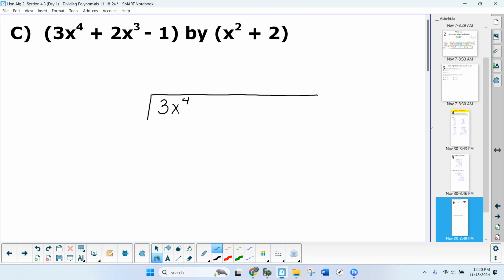3x to the 4th plus what? 2x to the 3rd. Do I have any x squareds? Do I have any x's? And then what? Minus 1. So do you guys see how I did that? I had 3x to the 4th plus 2x to the 3rd plus 0x squared plus 0x minus 1. And then my divisor is x squared plus 2. You'll see why I did that in a minute. It's going to help us to line it up.